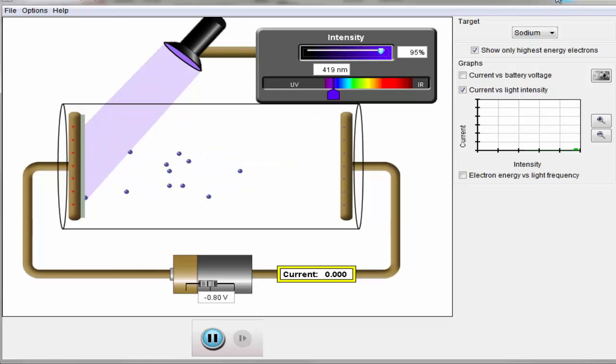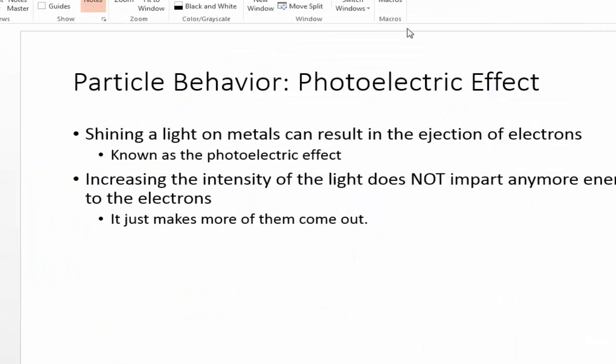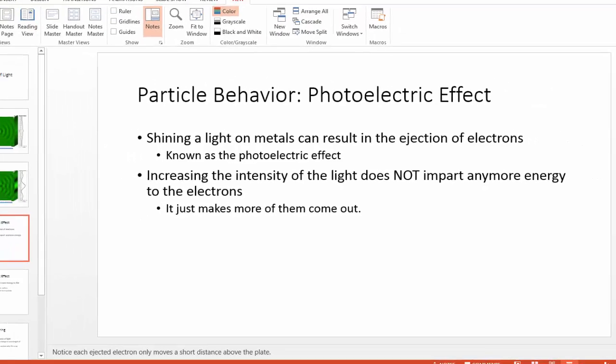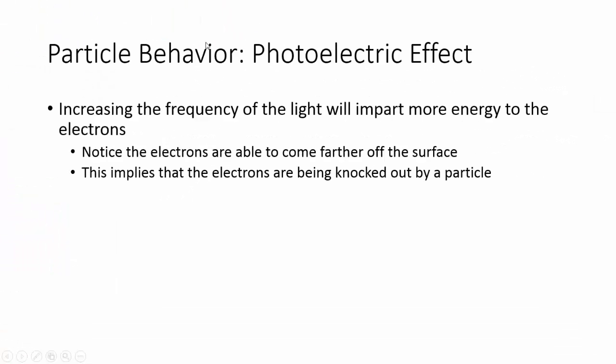And the way we think about it is we say, oh, well, it's because those electrons are coming off that plate. It's because there's actually photons knocking the electrons off of that plate. Well, what's a photon? Well, it's a particle of light. And that particle of light actually has some energy. It actually has some momentum.